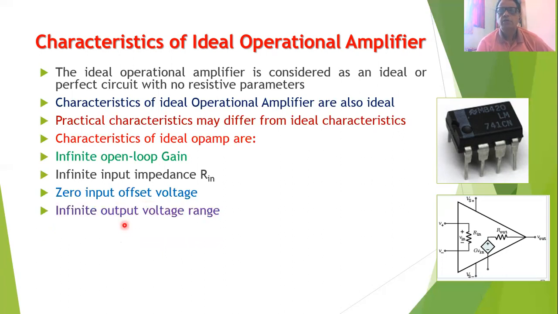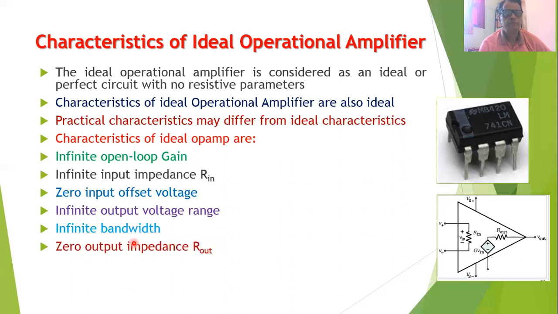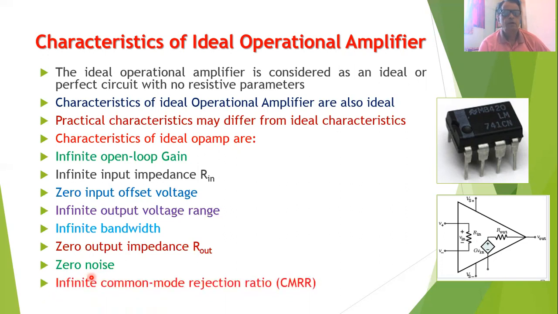The voltage range for the ideal operational amplifier will be infinite. The bandwidth of the ideal operational amplifier will also be infinite. The output impedance or output resistance of the ideal operational amplifier must be equal to 0. The ideal operational amplifier will not suffer from the problem of noise, that is, it will have zero noise. And the common mode rejection ratio or CMRR will also be infinite.